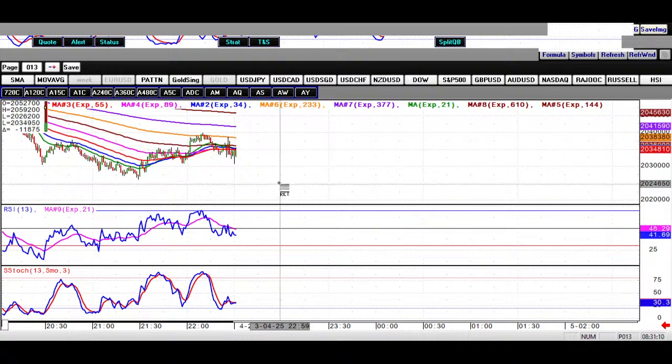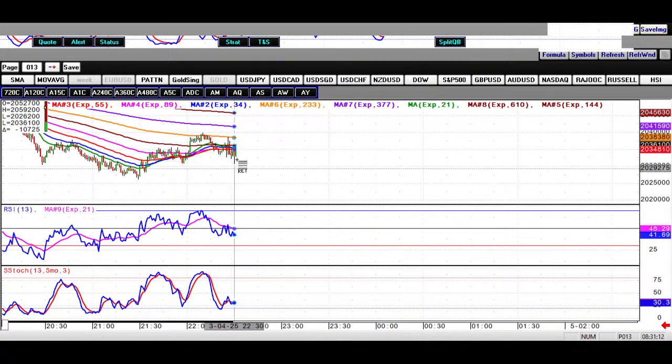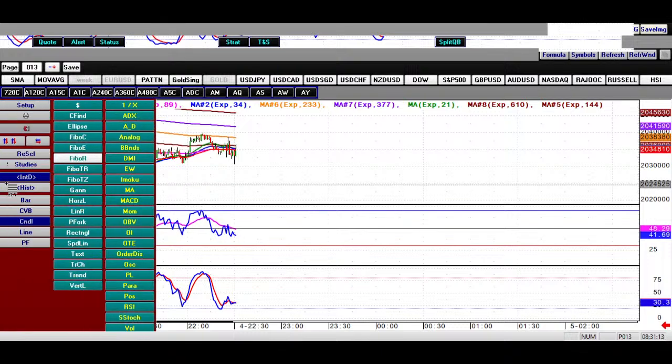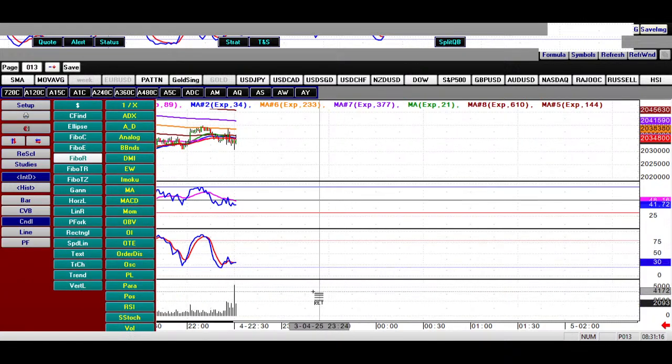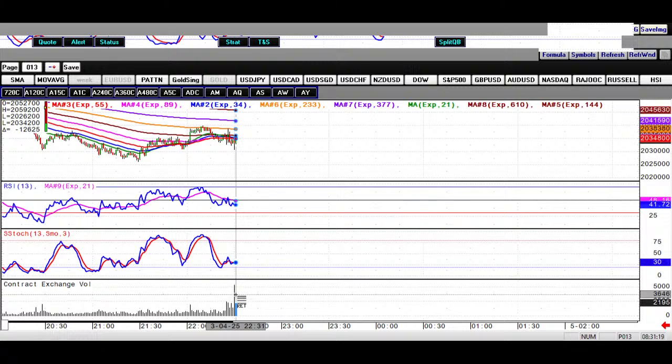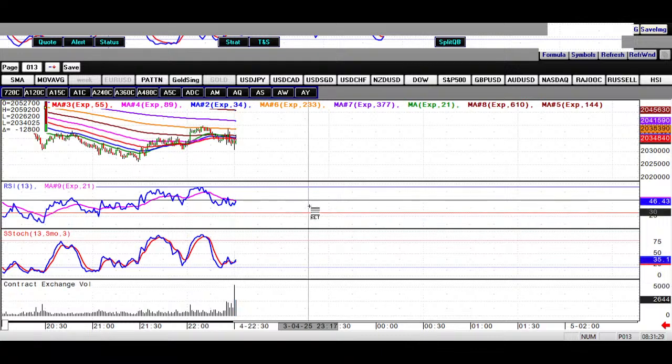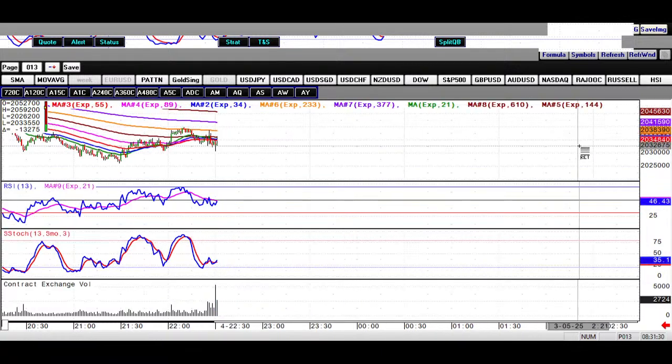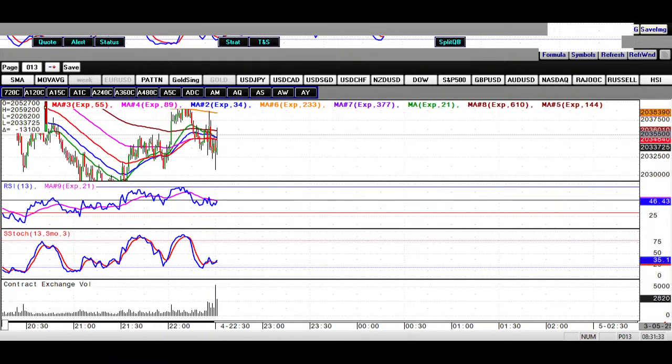Now the main market is coming into play. Once you see the main market coming into play, you can see a huge volume coming in. You see here, the volume within a minute is about 5,000 contracts traded.